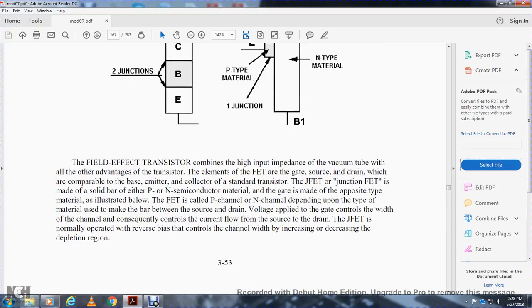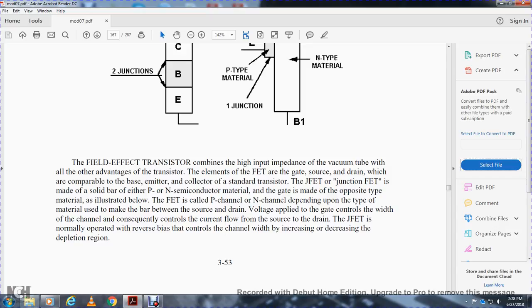The field effect transistor combines the high input impedance of the vacuum tube with the other advantages of the transistor. The elements of the field effect transistor are the gate, source, and drain, comparable to the base, emitter, and collector of a standard transistor. The junction field effect transistor is a solid bar of P or N semiconductor material, and the gate is made of the opposite type of material.